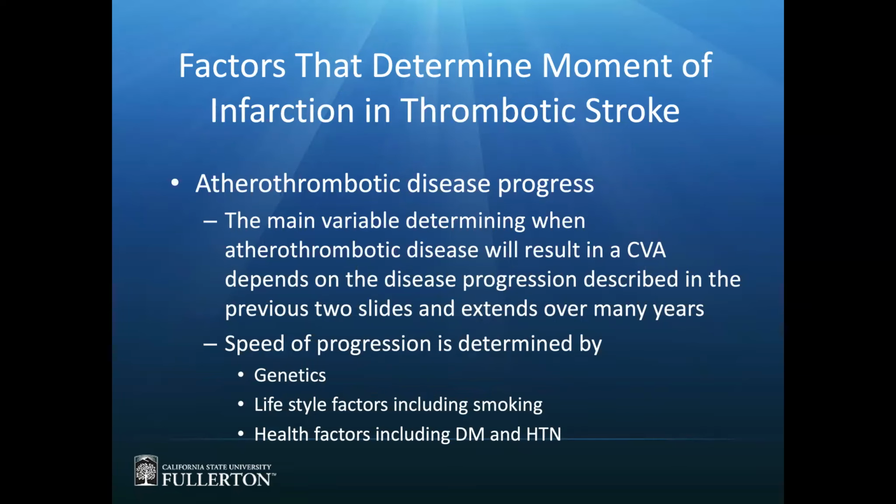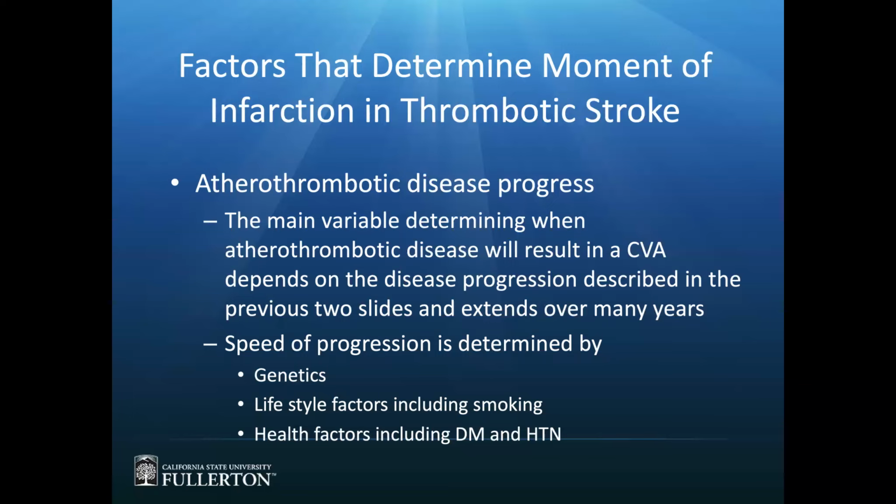Now, let's look at the factors that determine the moment of the infarction. With a process that takes decades to go from maybe the 20s to 70s, why do you have the stroke on Tuesday, the 11th of September, as opposed to 10 years ago or 10 years from now? So what are the variables? The main variable is the atherothrombotic disease process. I think I meant to say process, but progress works. So that's the one that takes years, and I just described it.